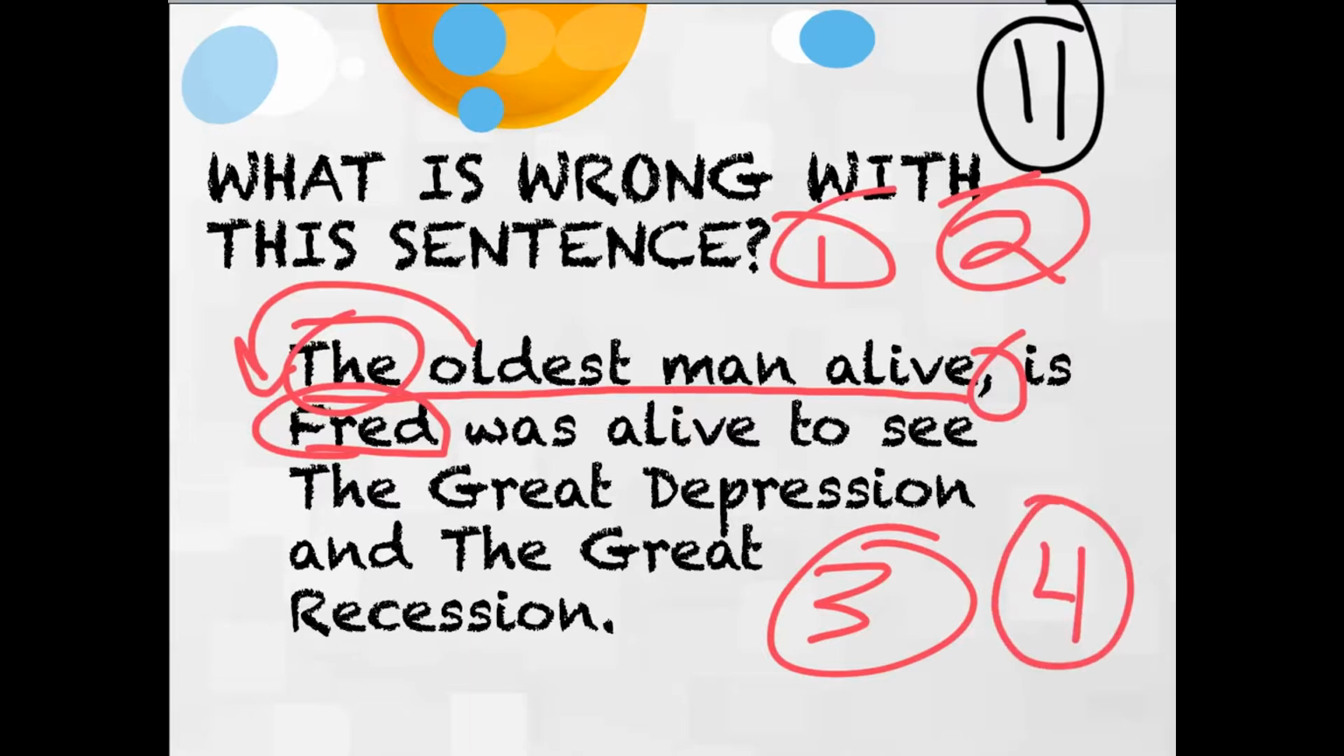The sentence has to make sense without the appositive phrase. Let's cross out the appositive phrase and let's read it. Is Fred was alive to see? That makes no sense. Is Fred was alive? So it does not follow rule number 4. Even though it follows all the other rules, it still means that it is not using an appositive phrase correctly.